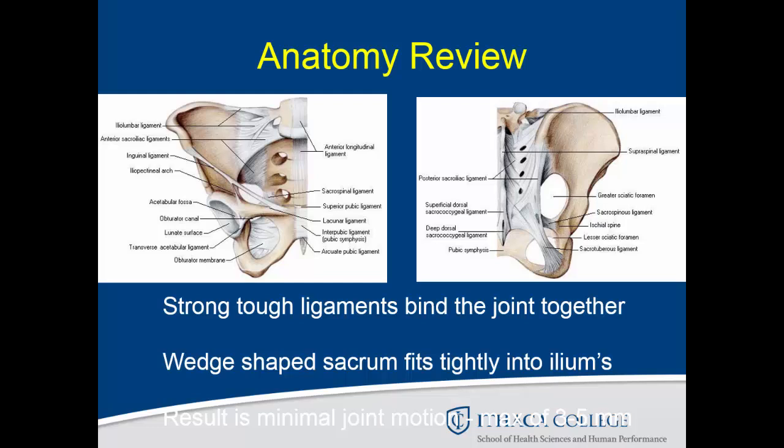The last thing that I want to point out is if you recall the joint surfaces of the sacrum where it articulates with the innominate or the ilium, and then the ilium where it articulates with the sacrum. Those two joint surfaces are not smooth like we typically think of with synovial joints, and there's a lot of roughness, if you will, hills and valleys, that as a result create a lot of stability within the joint.